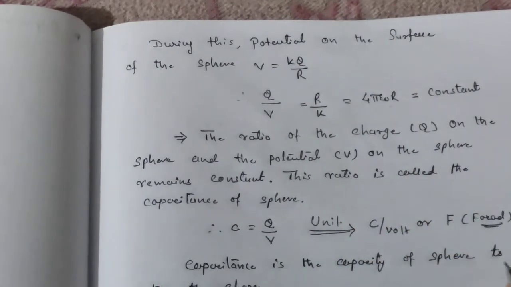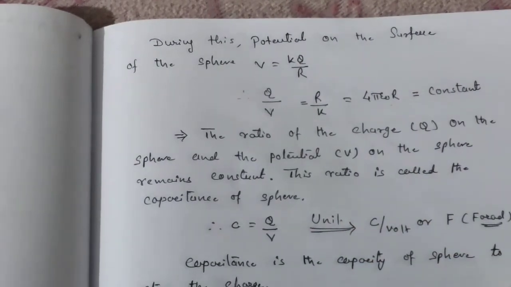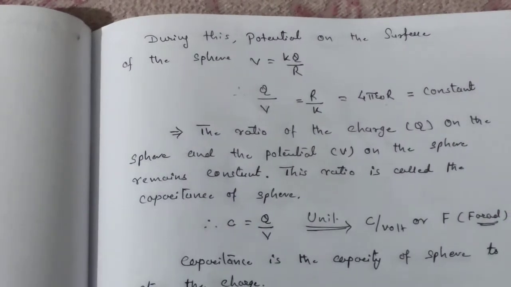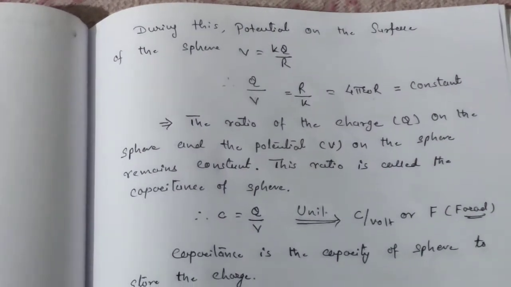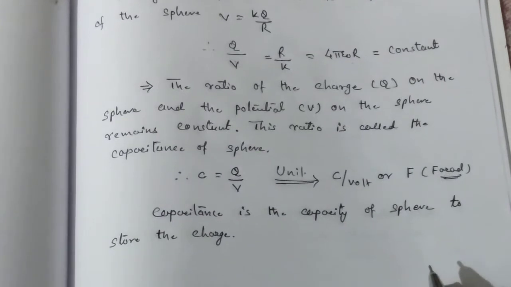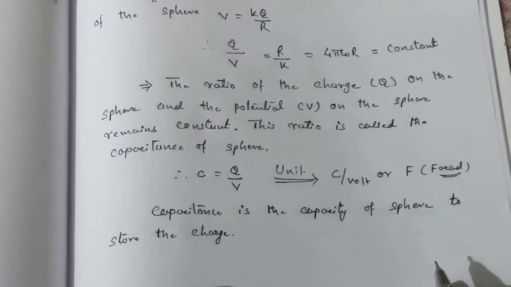This ratio is known as the capacitance of the capacitor. Capacitance means the capacity to store charges. Remember, capacitance means the ability to store charges on the sphere.